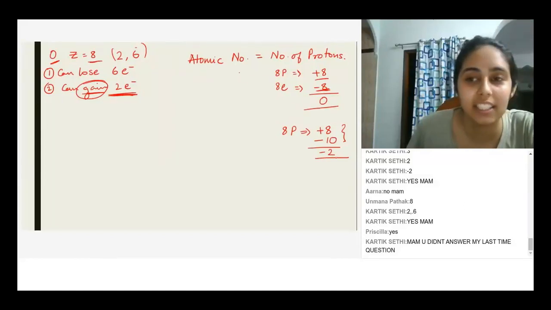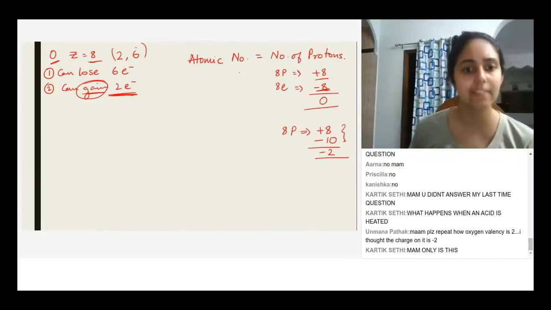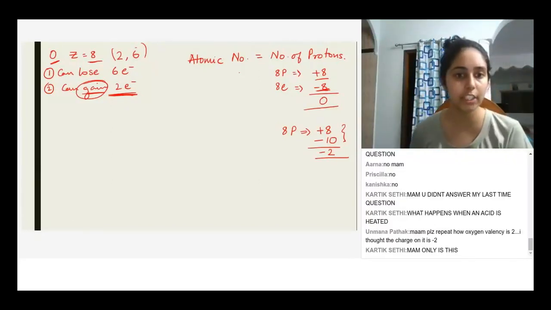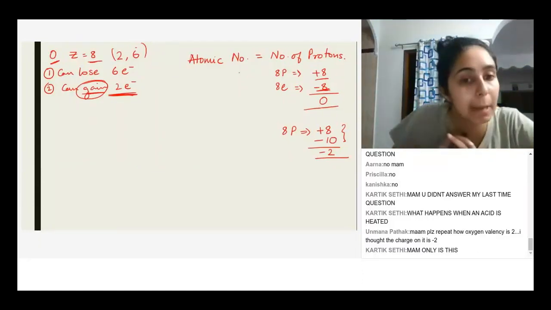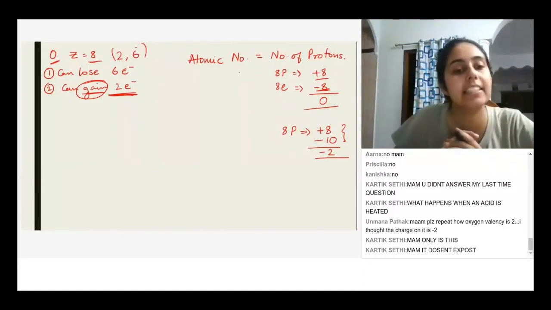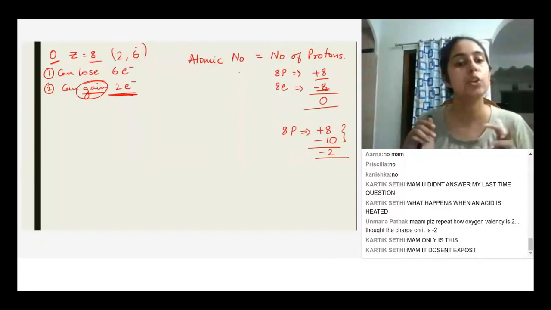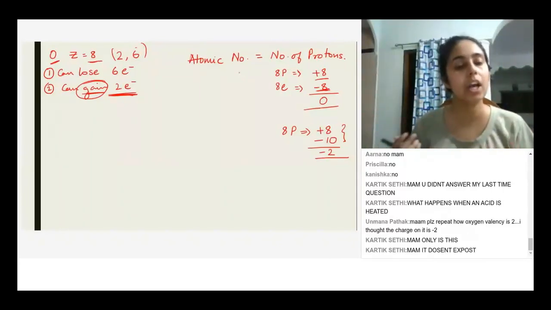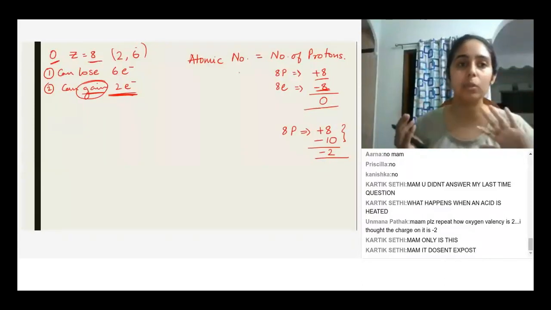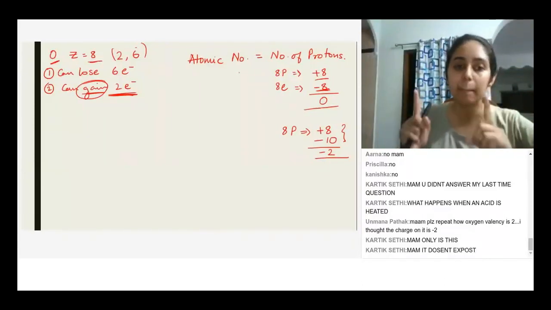Yes, ma'am. It's pretty easy now. Repeat how oxygen valency is 2. I thought the charge on it is minus 2. Yes, the charge on it is minus 2, correct? And we say valency is 2. Whenever we talk about valency, we usually don't consider charges. You generally don't take the charge into consideration. You just take the number into consideration.